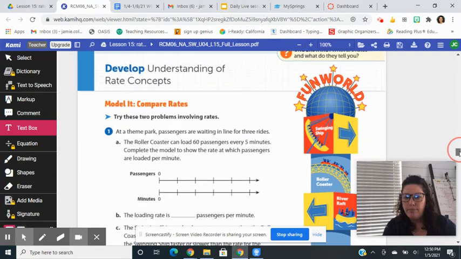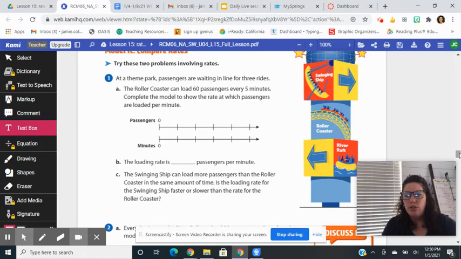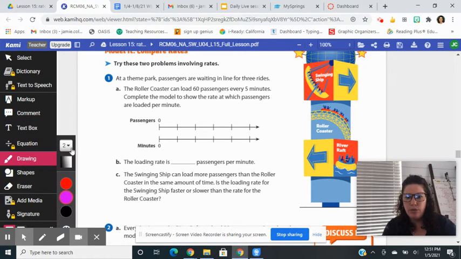Question number 1. At a theme park, passengers are waiting in line for 3 rides. Here's our 3 rides right here: swinging ship, roller coaster, river raft. The roller coaster can load 60 passengers for every 5 minutes. Complete the model to show the rate at which passengers are loaded per minute. So let me get my drawing tool here. I want to know what it is per minute.